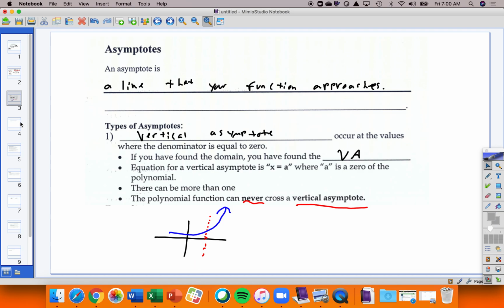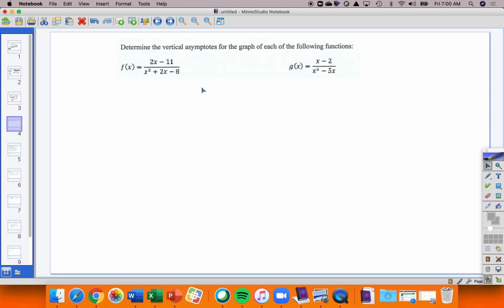Okay, so let's find some vertical asymptotes. Here I'm looking for my denominator to be equal to 0. So can I set this equal to 0, and can I factor it? I certainly can. x plus 4, x minus 2. So I have two vertical asymptotes. My vertical asymptotes are at x equals negative 4 and x equals 2.